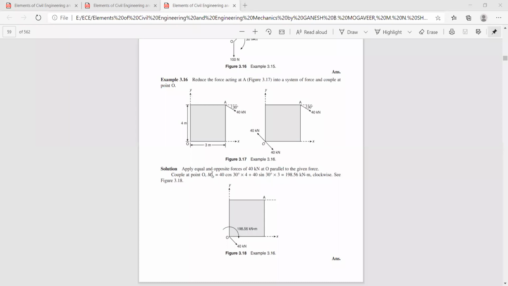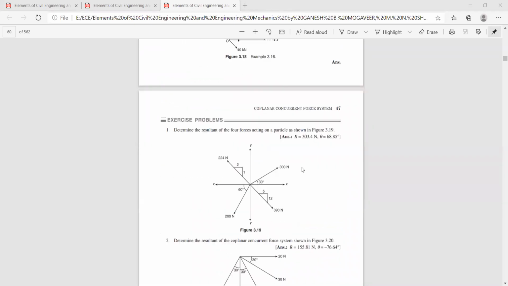So hence, the couple at point O, MO, is equal to 40 cos 30 into 4 plus 40 sine 30 into 3. So it works out to be 198.56 kilonewton meter clockwise. You can see here it produces a moment due to the couple, the magnitude of which is 198.56 kilonewton meter. So these types of problems also we may have.